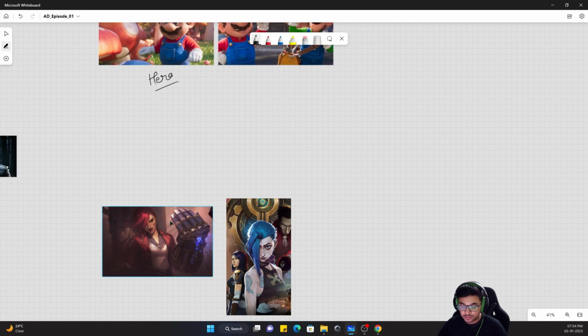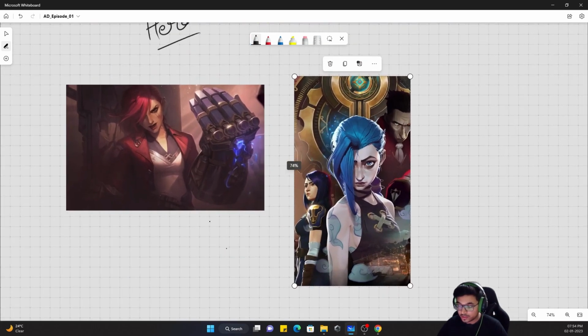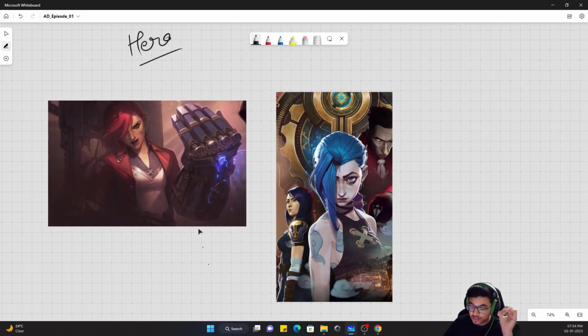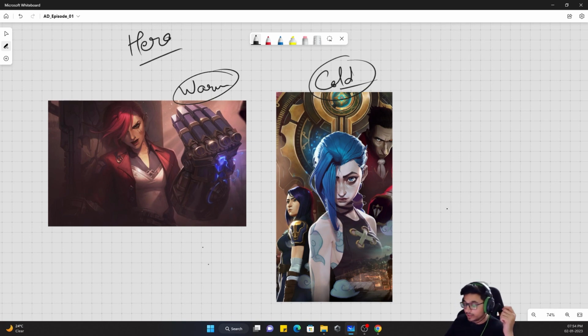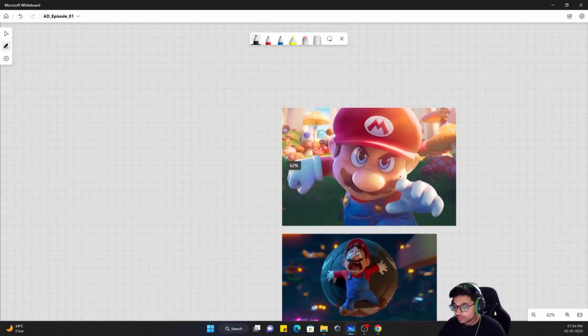This again is a very unique piece: Arcane characters. If you see the same language, even though they are stylized, the characters are warm as well as cold. If you have seen Arcane, the story is also a very main point. But again, in building a character, these are the things you have to keep in mind to give some story to the story. Also, while doing stylized, emotions are very important.